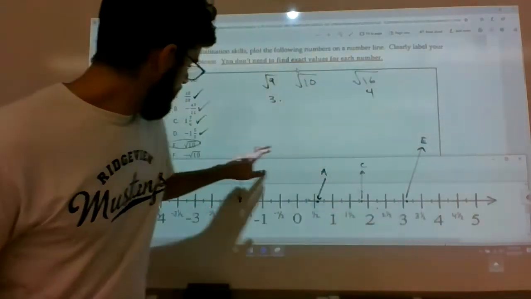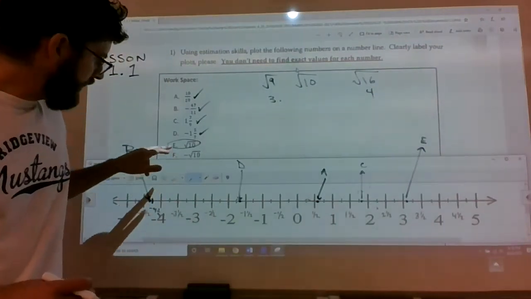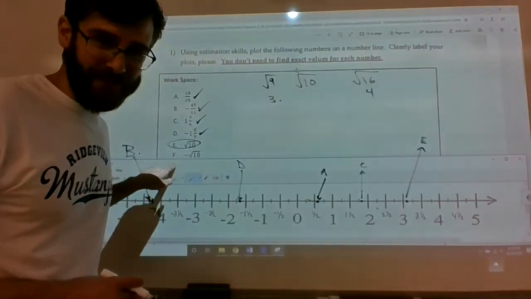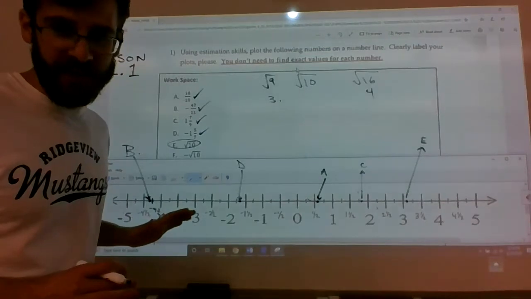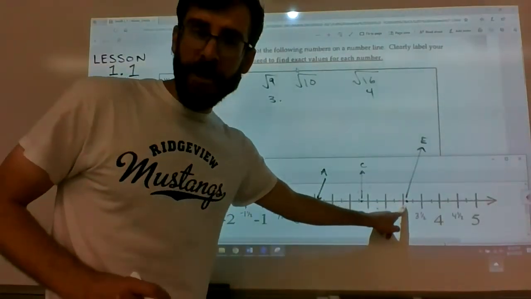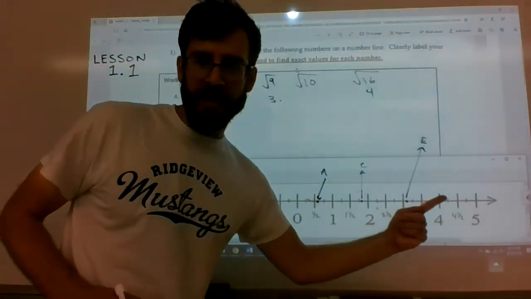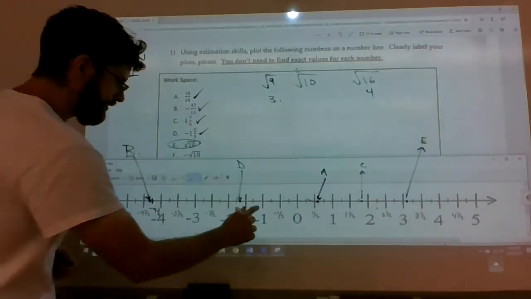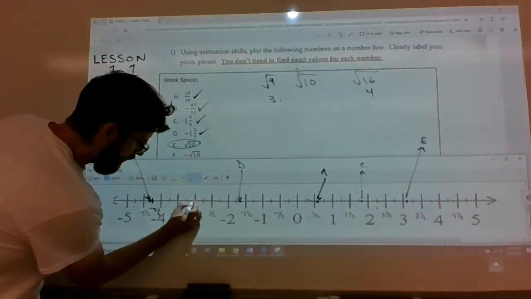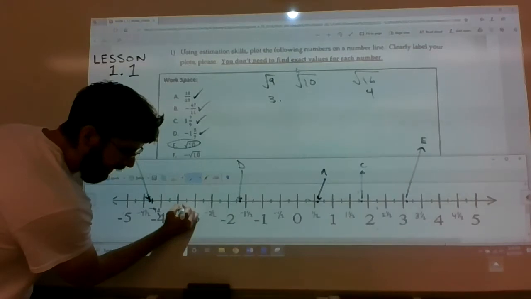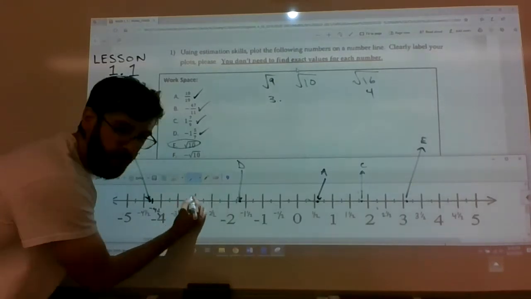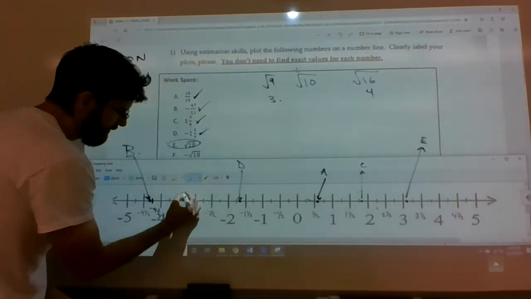And then the last one for this example is negative root 10. So all I've got to do is do a mirror image of 3.1 in the negative direction. So here's negative 3. It's not quite to negative 3.25, although we haven't really proven that yet.